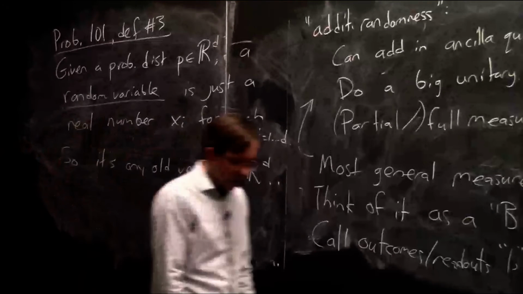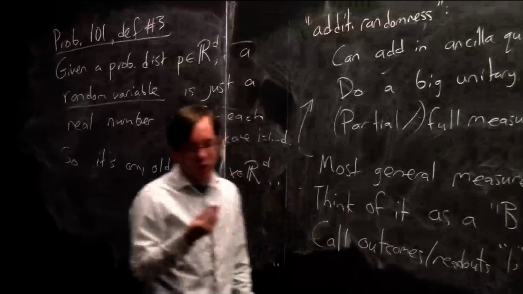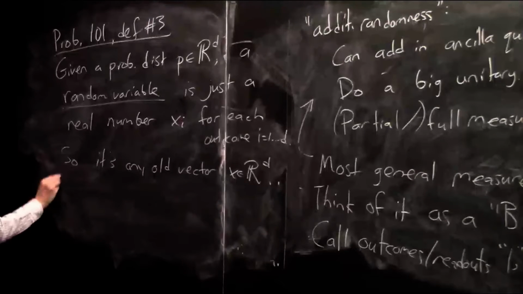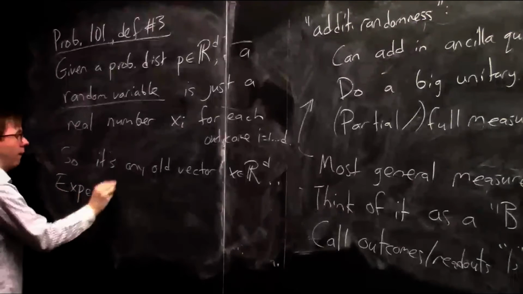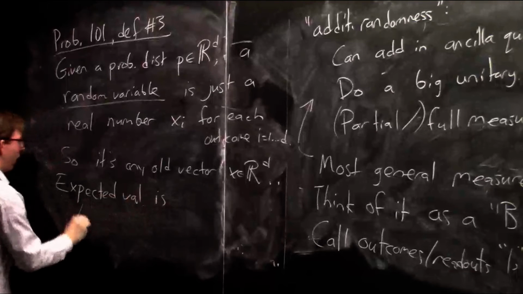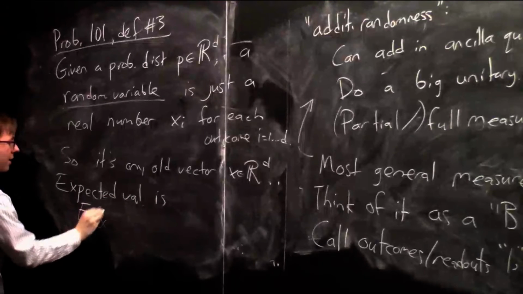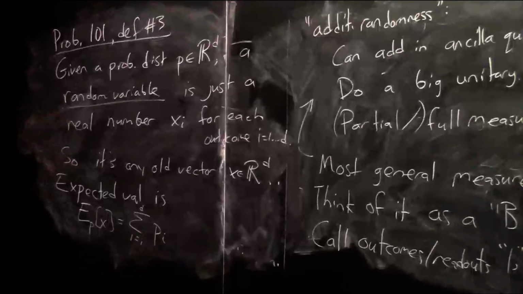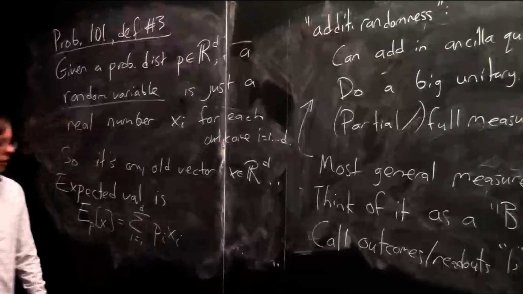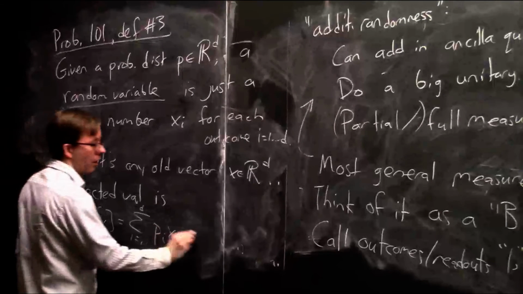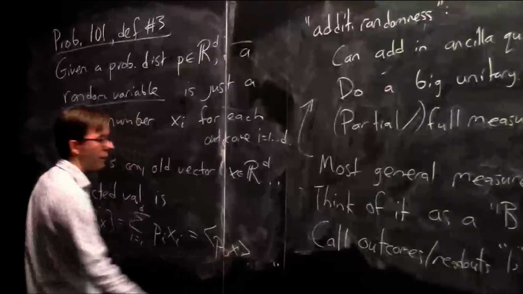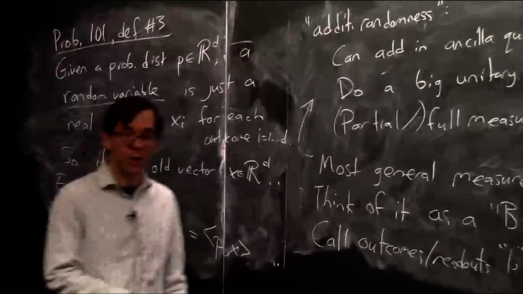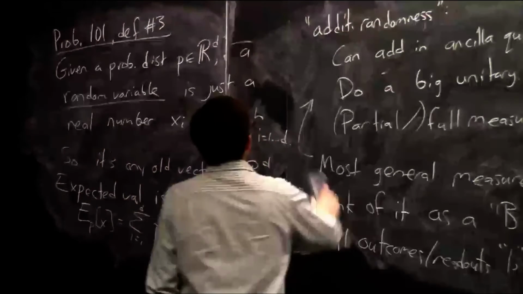And what do you do with a random variable? There's pretty much only one thing you do in life with a random variable. You take its expectation. And so its expected value, maybe E sub P of x, is the sum of the probability Pi of the ith outcome times the value of the random variable on that outcome, xi, which is just the inner product of P and x. Okay. So that's random variables in classical probability.